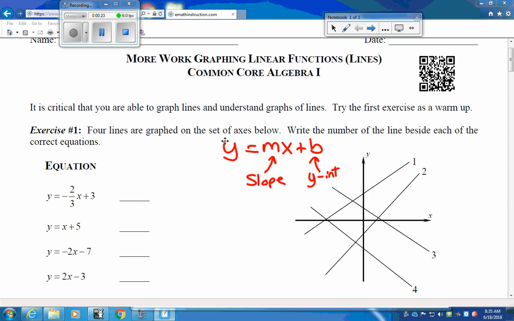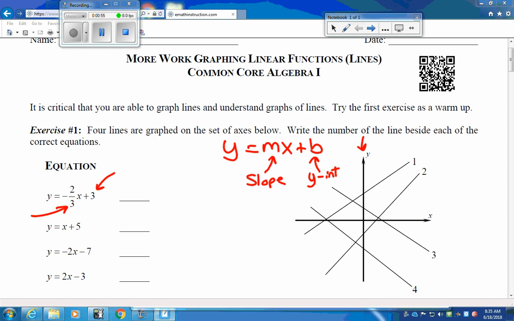So the slope talks about how quickly the coordinates change, and the y-intercept talks about the point that touches the y-axis. So they give us four graphs, they don't give us a grid, and the idea is this. With this first one, you look at the two values, the slope, which is negative 2/3, and the y-intercept, which is 3, and you're trying to figure out which of those four lines would have those characteristics.